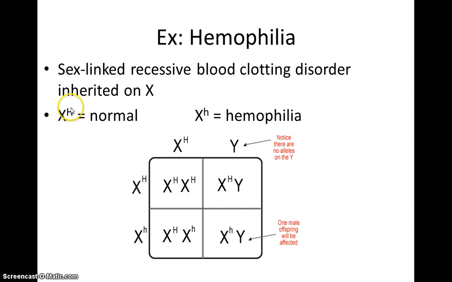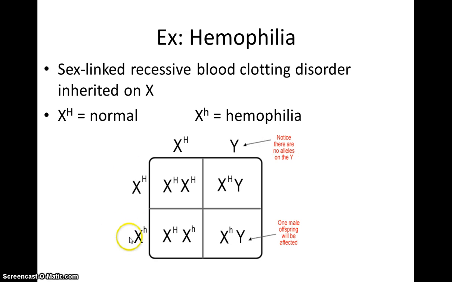And then as a superscript, that's where you write the allele letter. So superscript H, that's a normal gene. This is recessive, so we still use our dominant and recessive notation. So the little h would be for hemophilia, since it's recessive. So when you're doing the Punnett square, you have to know male, female. So this is a female and a male mated together.